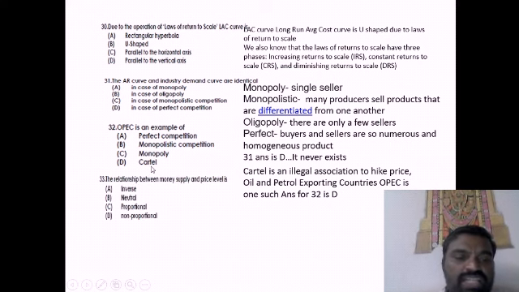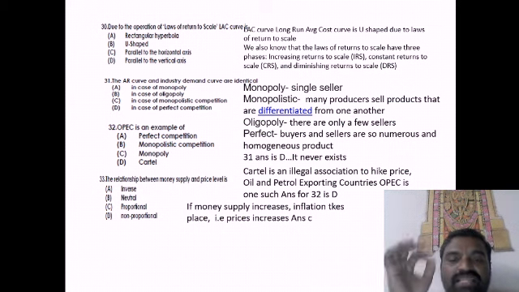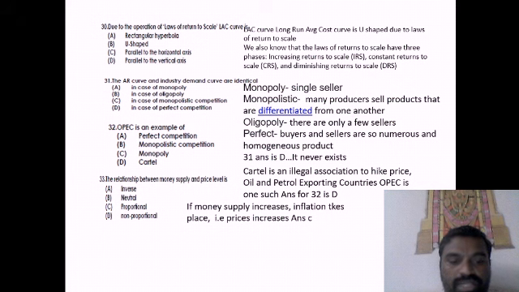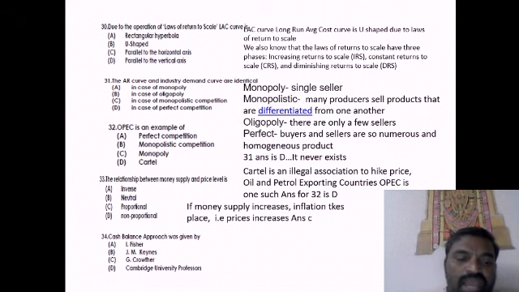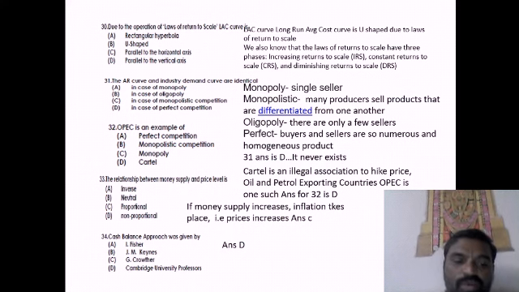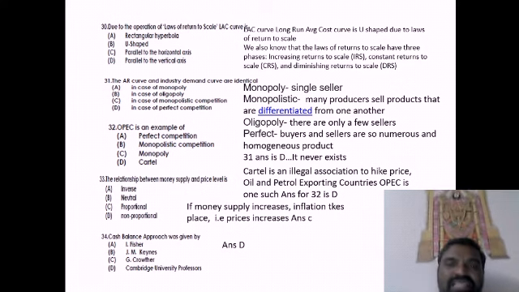Next one, the relationship between money supply and price level: if money supply increases, inflation takes place, that is, prices also increase. So money supply increases, prices also increase. So it is proportional. The answer is C. The cash balance approach was given by Cambridge University professors. There is no particular name for the cash balance approach.